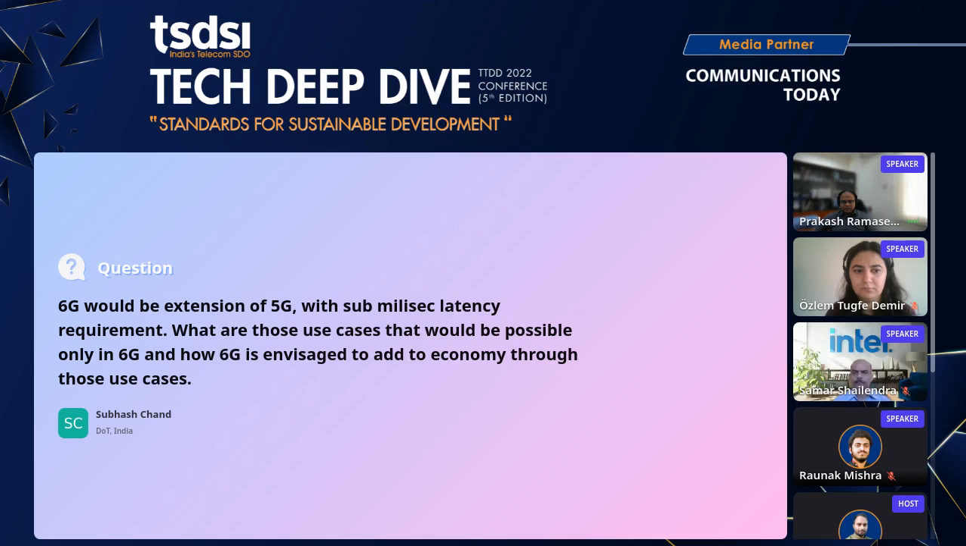So those use cases, all such kind of use cases, are expected to be under the 6G communication systems. And economy-wise, yes, it will be going ahead with a huge effect on it, because real-time video transmissions will actually solve a lot of our savings in some cases.